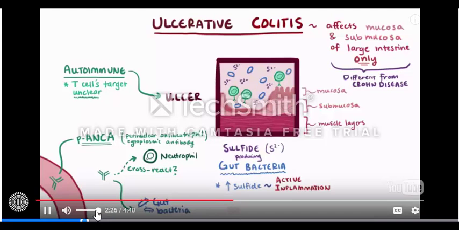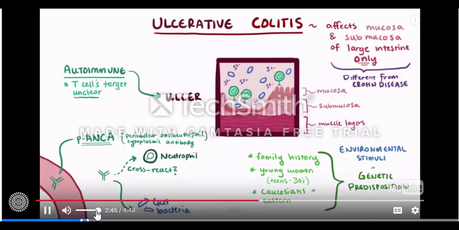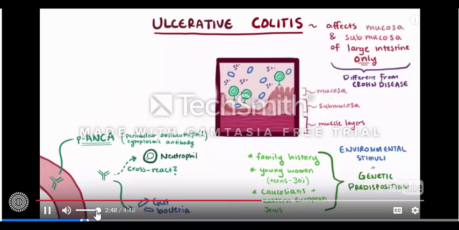The cause is ultimately some combination of environmental stimuli, perhaps the sulfide-producing bacteria, mixed with a genetic predisposition, because patients with a family history of ulcerative colitis are more likely to develop the disease themselves. It also seems to be more common in young women from the teens to their 30s, with more prevalence among Caucasians and Eastern European Jews.